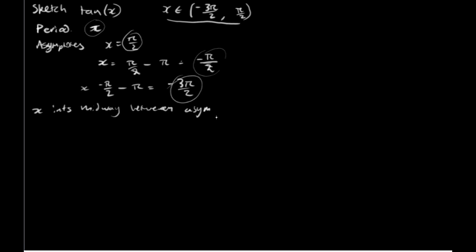Asymptotes. So in this case, halfway between pi on 2 and minus pi on 2, it's going to be 0. And halfway between minus pi on 2 and minus 3 pi on 2, we're going to have minus pi. So halfway between them will give us the x-intercepts. And from there, we can sketch our tan graph.